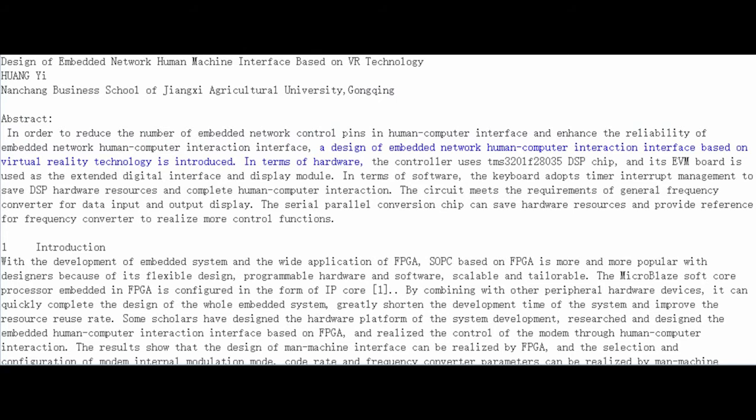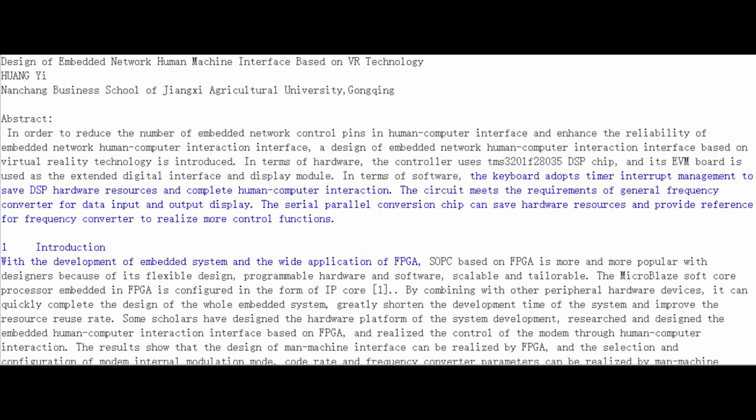In terms of hardware, the controller uses the TMS320LF28035 DSP chip, and its EVM board is used as the extended digital interface and display module. In terms of software, the keyboard adopts timer interrupt management to save DSP hardware resources and complete human-computer interaction. The circuit meets the requirements of a general frequency converter for data input and output display. The serial parallel conversion chip can save hardware resources and provide a reference for the frequency converter to realize more control functions.